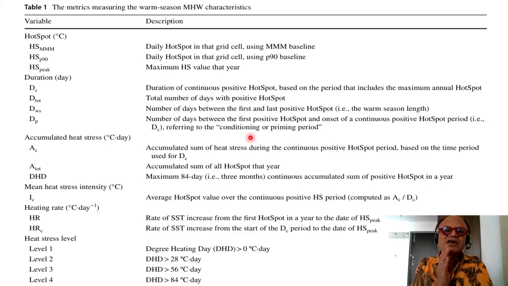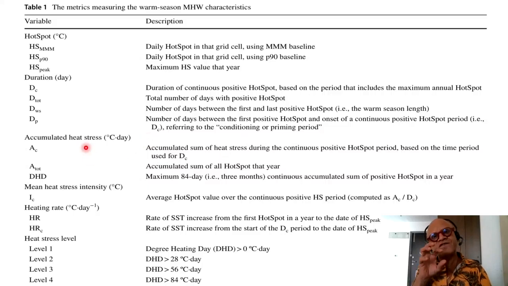This is called conditioning or priming period, which is based on the assumption that a sub-lethal heat wave will prime the system like a coral to get ready for what may be coming. It's like saying when the summer is going to arrive, the first warm day may allow us to bring out our summer clothes, let's say. Okay, very vague metaphor, but there it is. Then the accumulated heat stress days are also important.